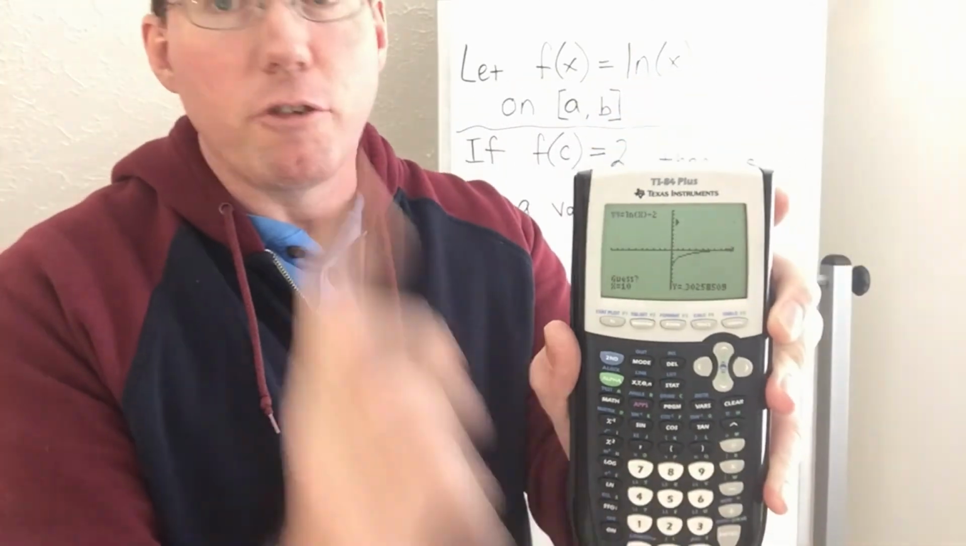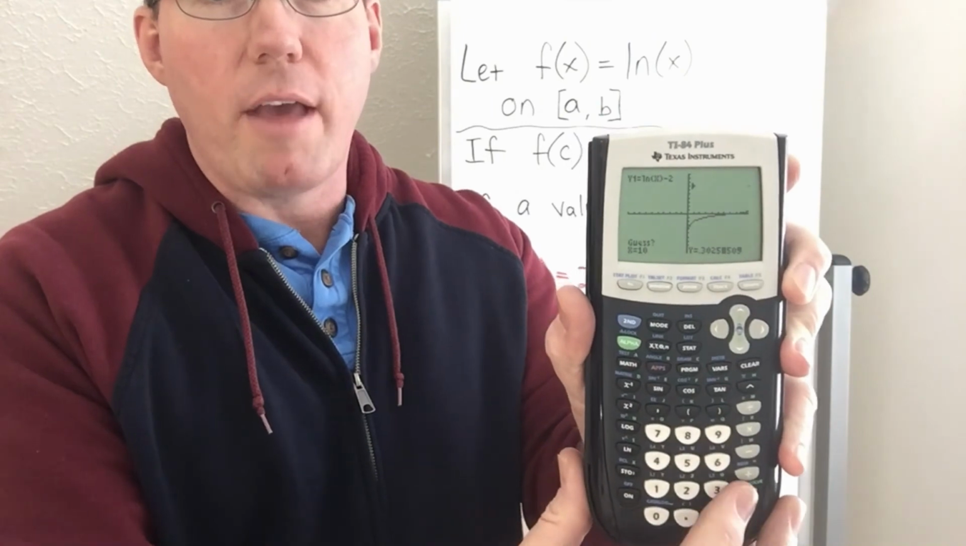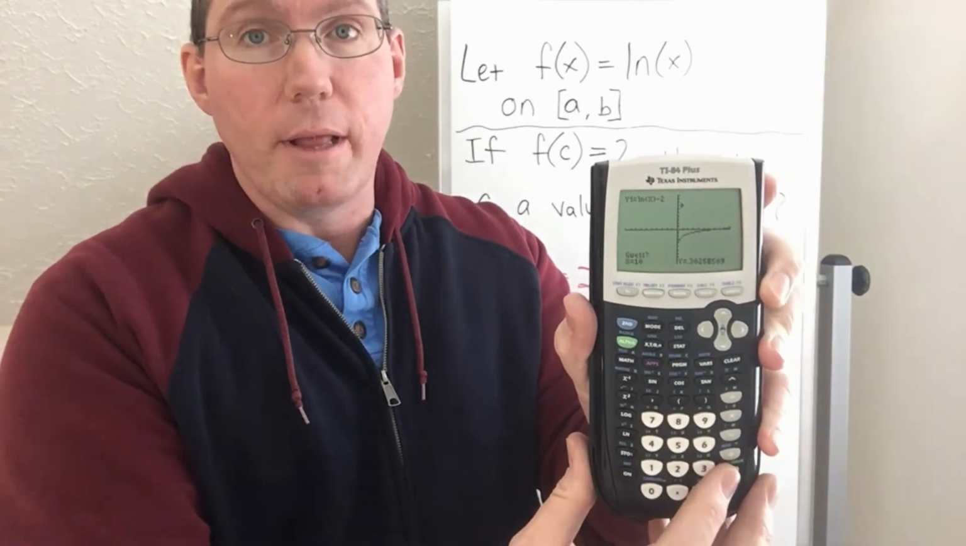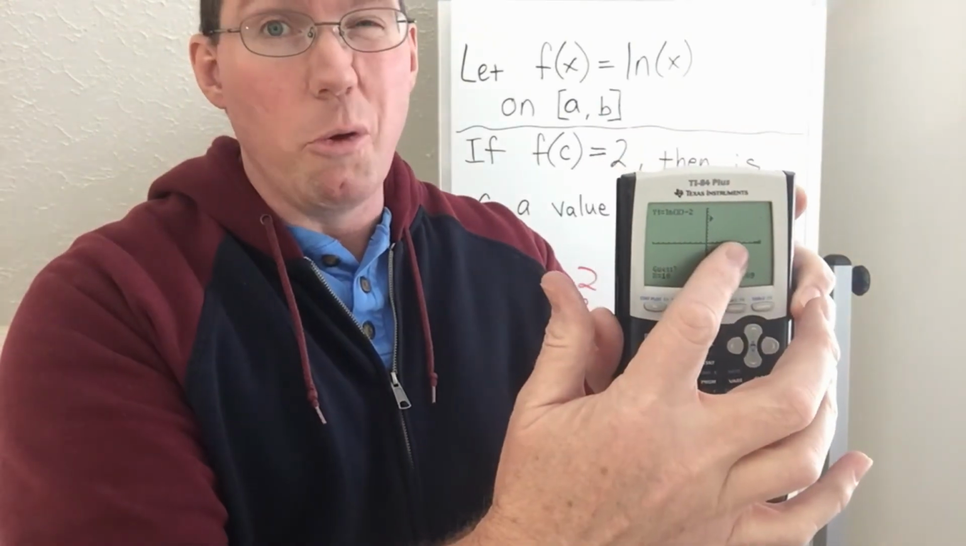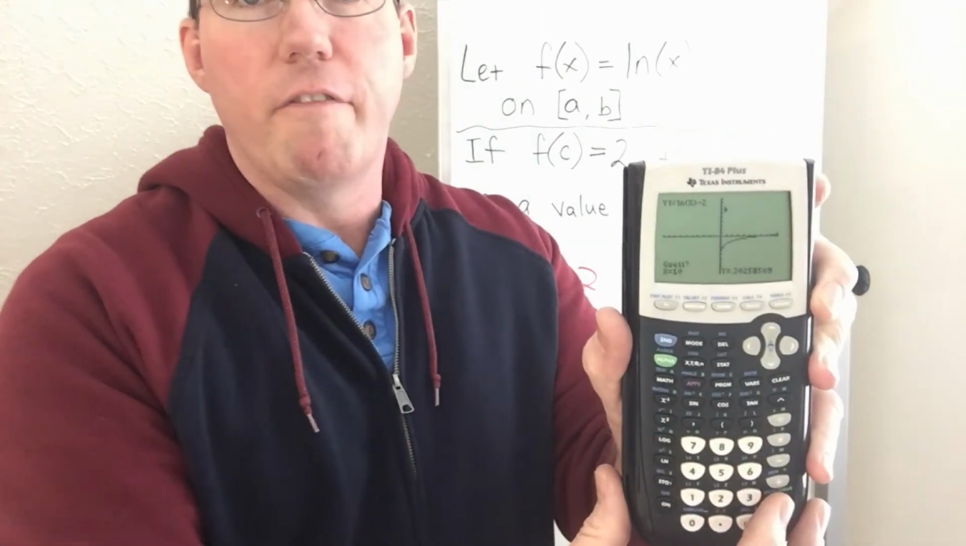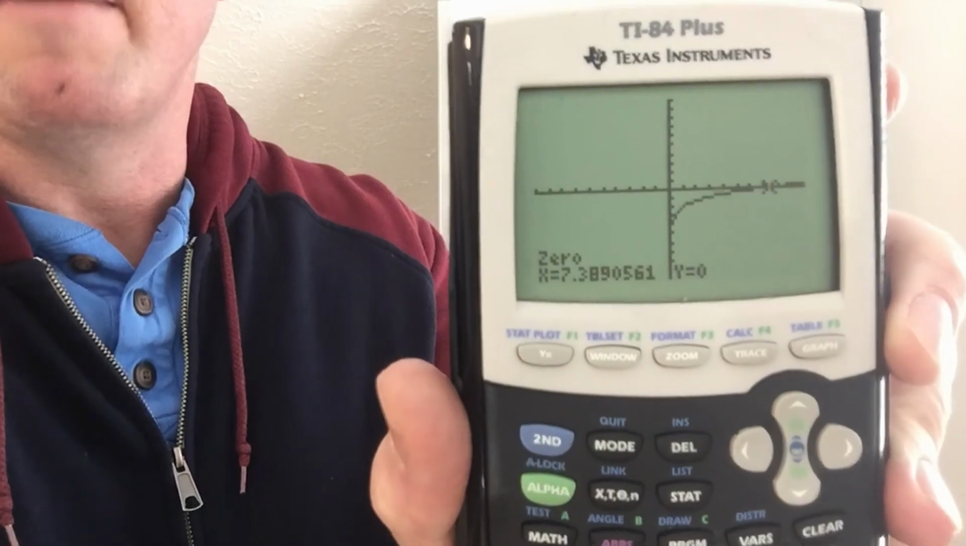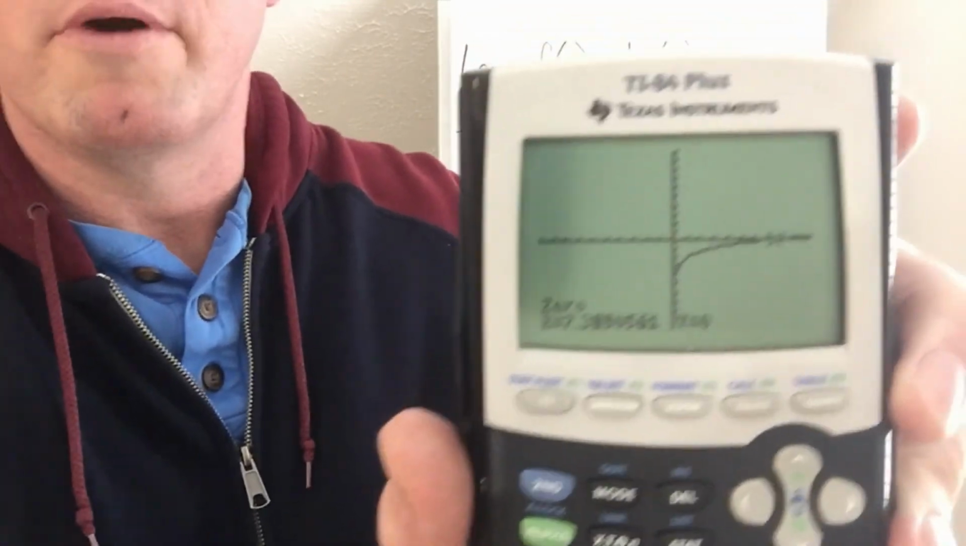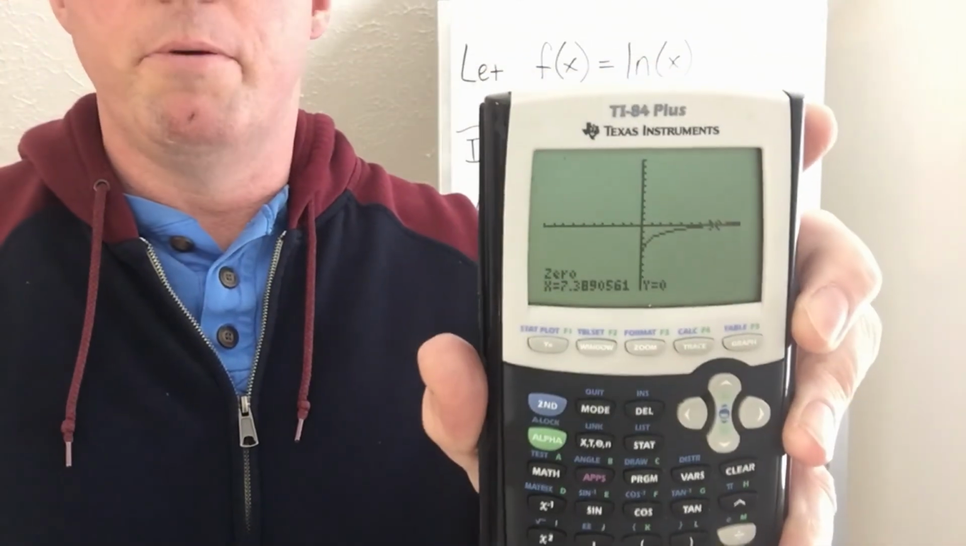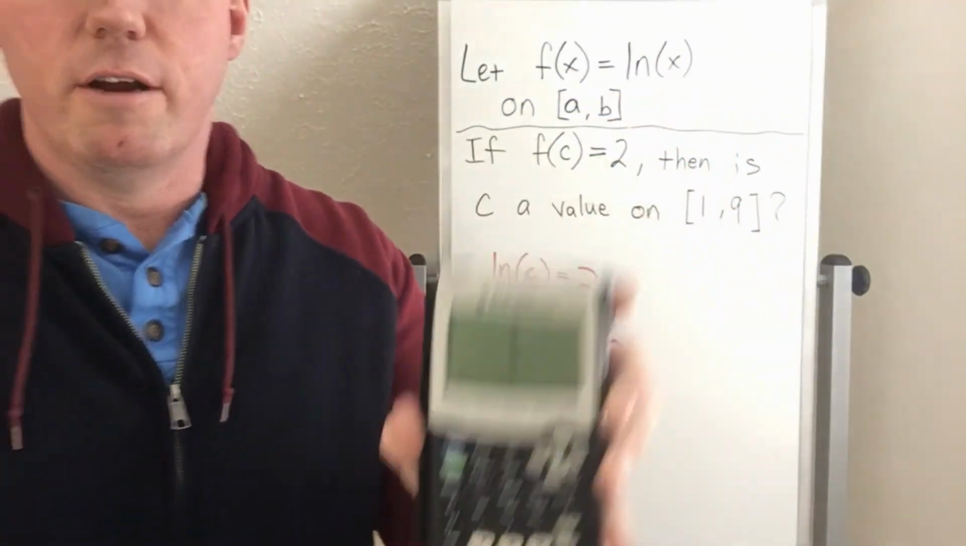When it gets to guess, if there's only one answer, I'm just going to press enter. But if there's more than one possible answer, I'm going to key in the number that it's closer to. And so for now, I'm just going to press enter. And you can see that it's going to give me the answer. Same answer, 7.389. And that's what we're going to put in as our answer here for c.